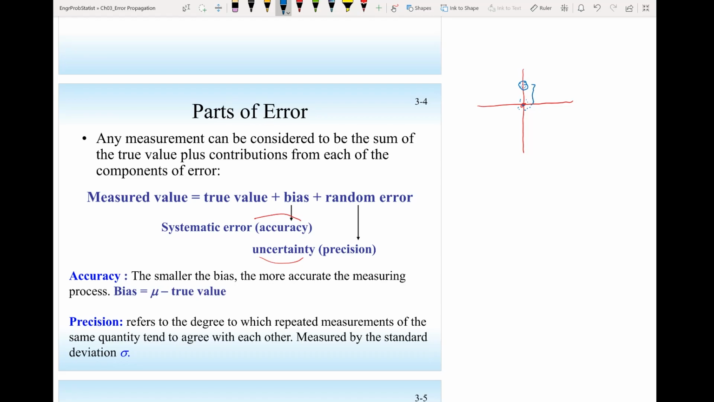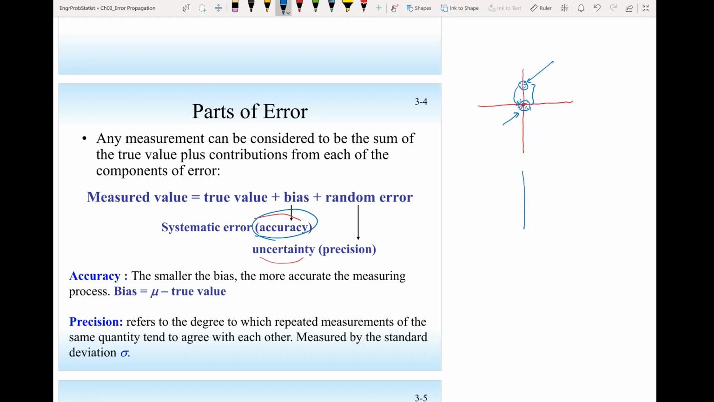And that poor accuracy may be because the binocular of the rifle is not adjusted. So that would bring this shot down to here. So in this case, with all the shots in the center, this is good accuracy and good precision. This one is good precision, poor accuracy.